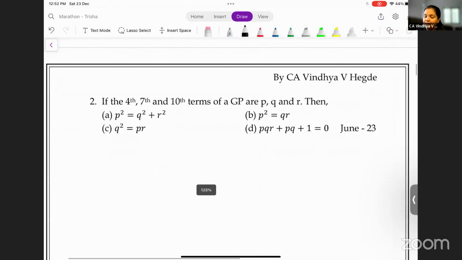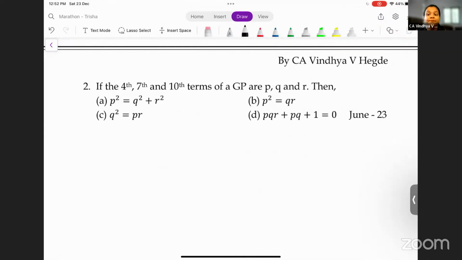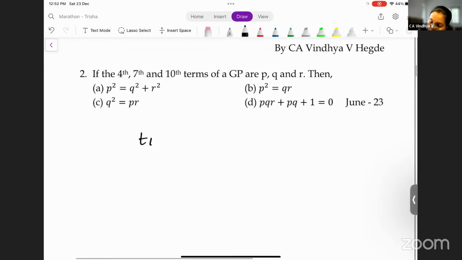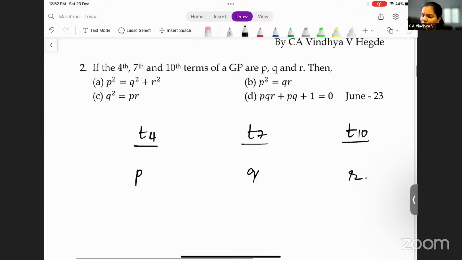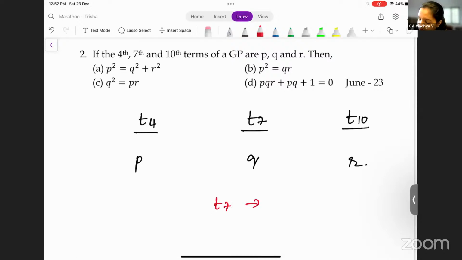Right. Next. If the 4th, 7th and 10th terms of a GP are given, the 4th term is given as P, the 7th term is given as Q, and the 10th term is given as R. You have to find the relation. First of all, you have to figure out if the 7th term is in between the 4th and 10th. In between means what? The middle term. Not just given in between. The middle term. How do you find whether T7 is the middle term or not? Simple.